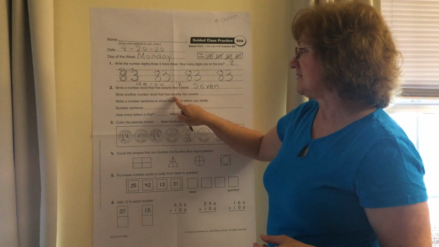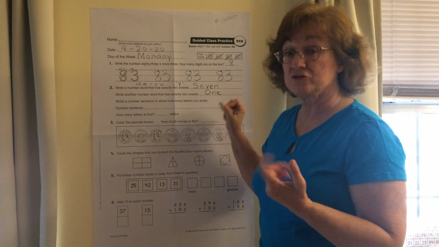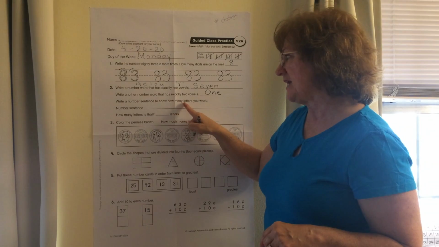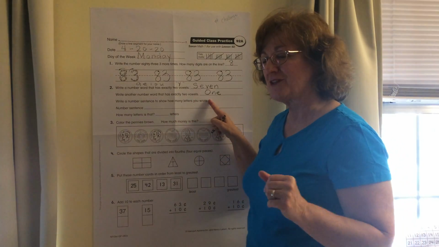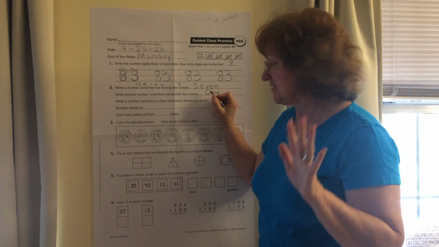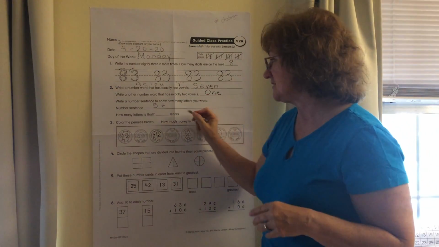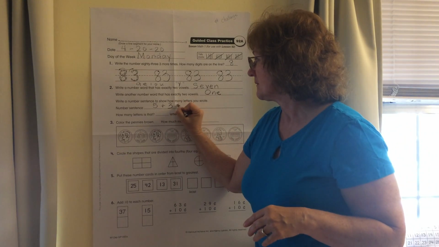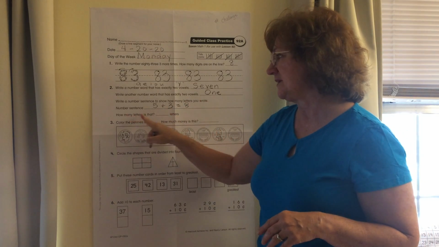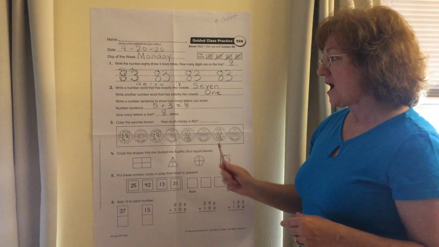Write another number word that has exactly 2 vowels. What if I do 1? Now your answers can be different as long as it has 2 vowels. Write a number sentence to show how many letters you wrote. We've done this with our names before. So 7 has 1, 2, 3, 4, 5 letters in it. Plus 1 has 3 letters in it. And our number sentence, 5 plus 3 equals 8. How many letters is that? 8. All right. Number 3, color the pennies brown.